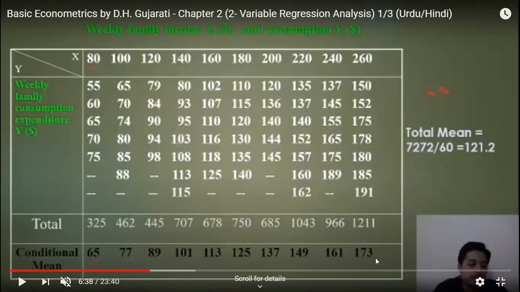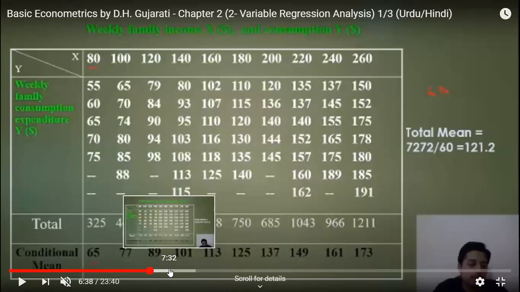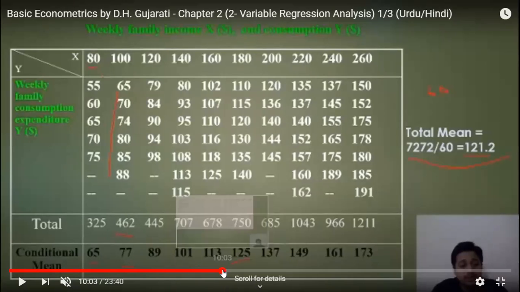Do you see that? As x increases from 80 to 100, the conditional mean increases from 65 to 75. X increases from 100 to 120, the conditional mean increases from 77 to 89, and so on. X increases from 80 to 260, the conditional mean of y increases from 65 to 173. So the relationship is actually between x and the conditional mean of y. You agree? Yes, this is how we explain things. So really, the relationship is between x and the conditional mean.